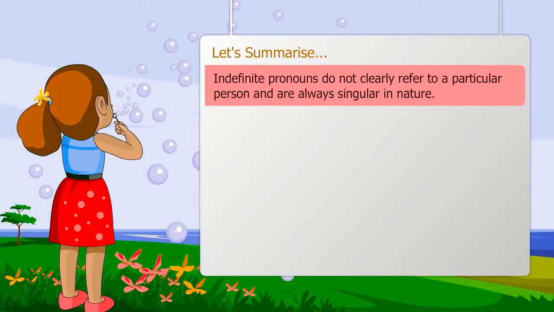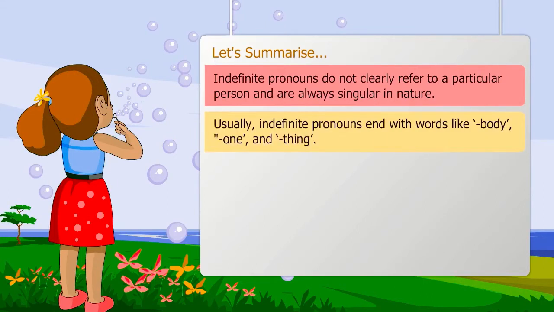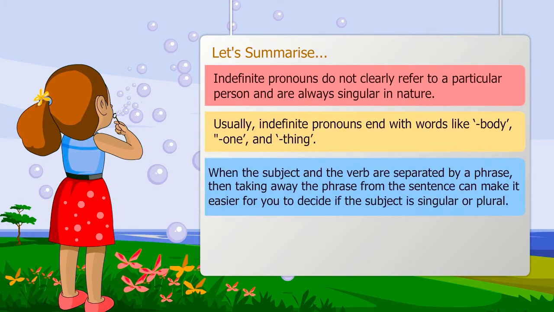Indefinite pronouns do not clearly refer to a particular person and are always singular in nature. Usually, indefinite pronouns end with words like body, one, and thing. When the subject and the verb are separated by a phrase, then taking away the phrase from the sentence can make it easier for you to decide if the subject is singular or plural.